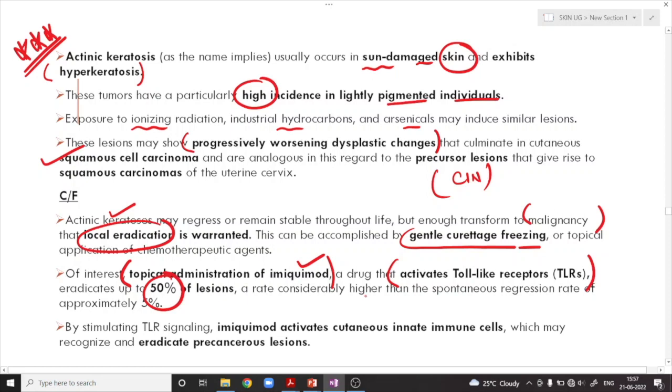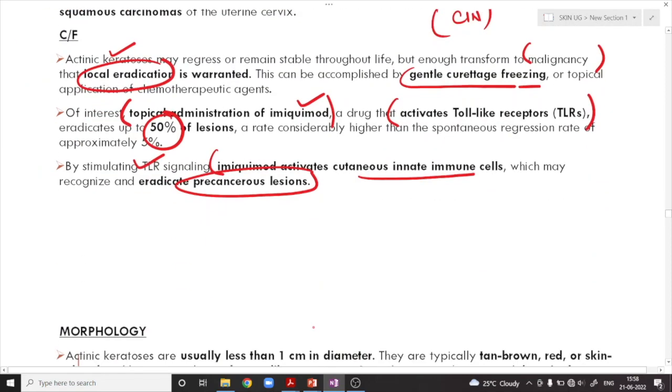So there is a drug called imiquimod that you can use. It is a drug that activates the toll-like receptor, which is a receptor of the innate immune system, and around 50% of actinic keratosis show response to this particular topical drug. Now, by stimulating the toll-like receptor signaling, imiquimod is activating the cutaneous innate immune system, and that is helping to eradicate this precancerous lesion, that is your actinic keratosis.